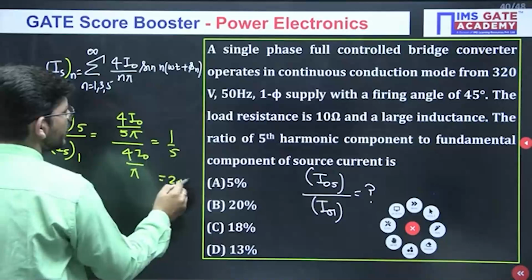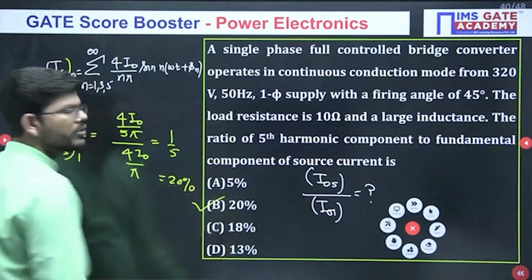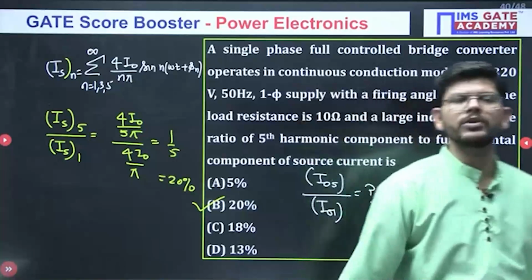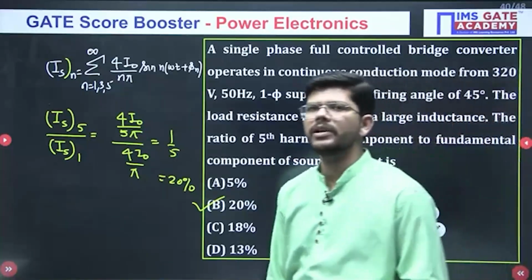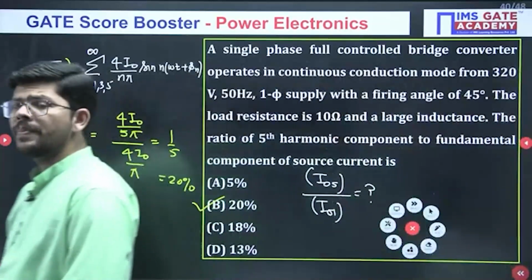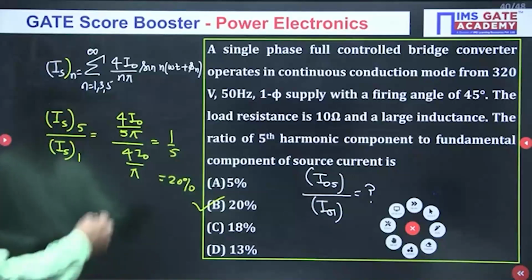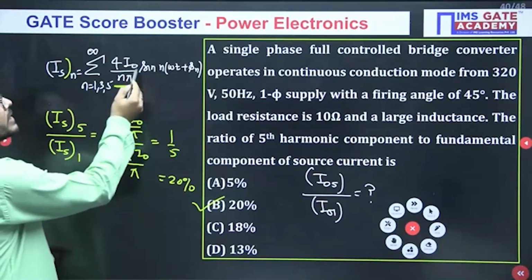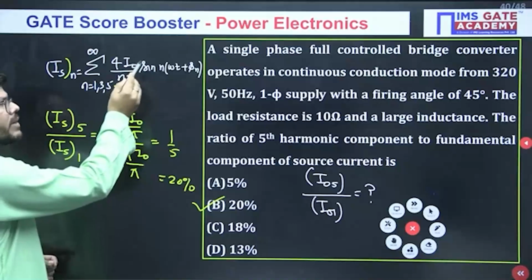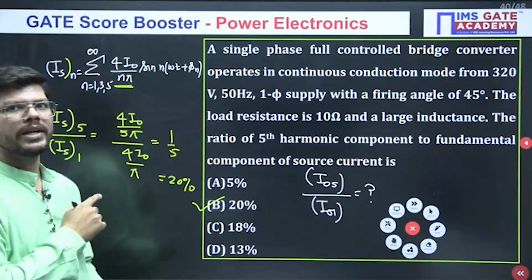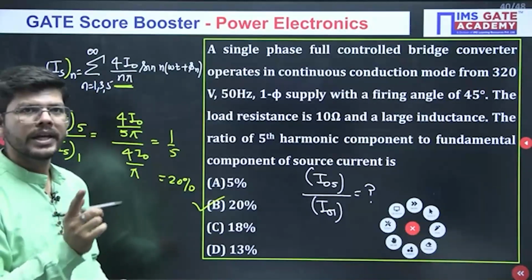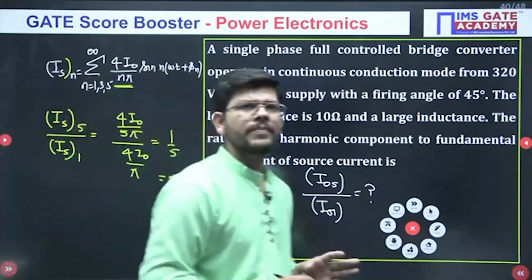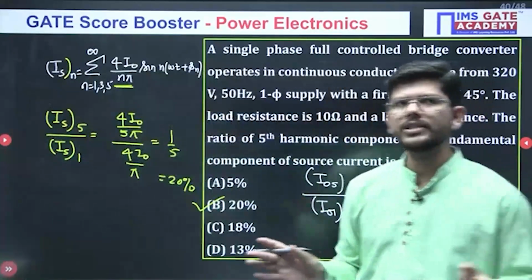That means 20%. So you don't have to waste your time, isn't it? Whenever you have to calculate the ratio of any component with respect to the fundamental, it will be 1 upon n, provided that your expression is like this, where you only have this component. If something else is written, like cos n theta or cos n pi by 6, in that case it is not valid. You have to be very careful. In that case it is not valid, you have to calculate. So I hope you got this question as well.